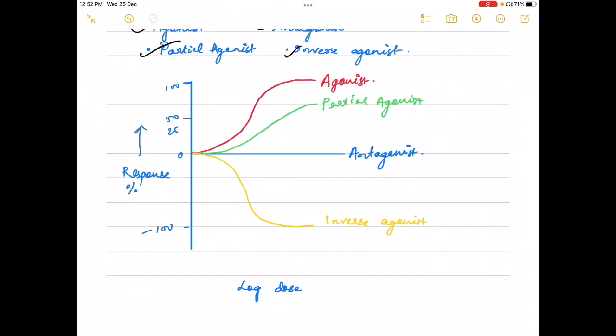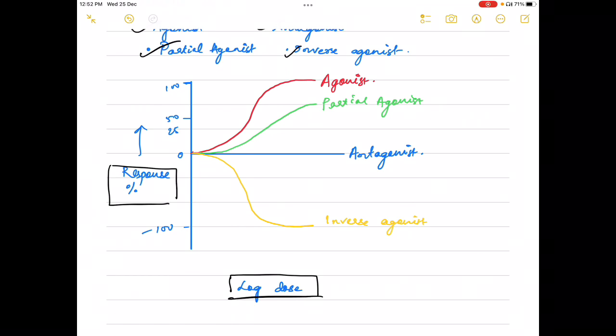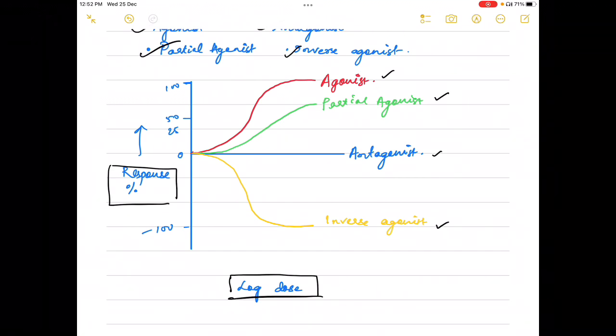So here I have plotted the log dose and percentage response. Log dose is plotted on the x-axis and percentage response is plotted on the y-axis. As you can see, I have marked the agonist, partial agonist, antagonist and inverse agonist. So let us come to them one by one.